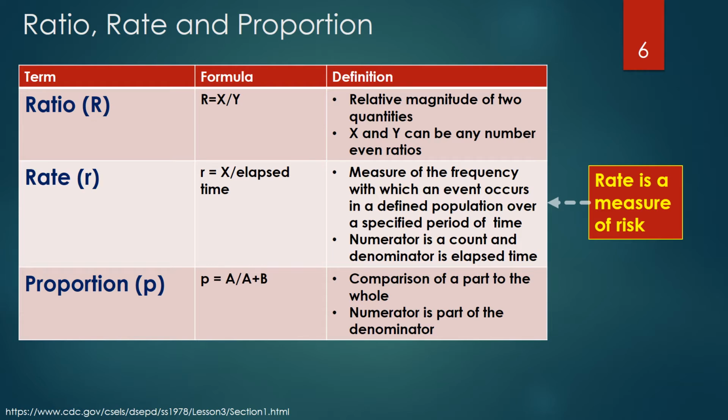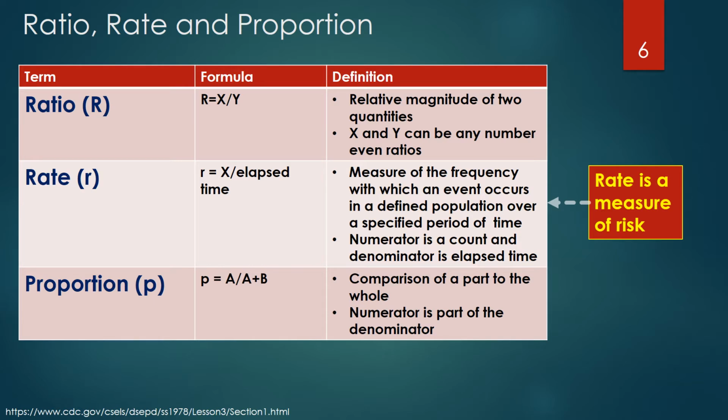A rate is a measure of the frequency with which an event occurs in a defined population over a specified period of time. Because rates put disease frequency in the perspective of the size of the population, rates are particularly useful for comparing disease frequency in different locations at different times or among different groups of persons with potentially different sized populations. A rate is a measure of risk.